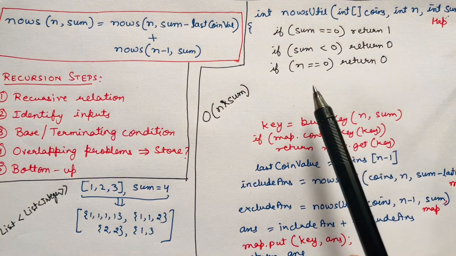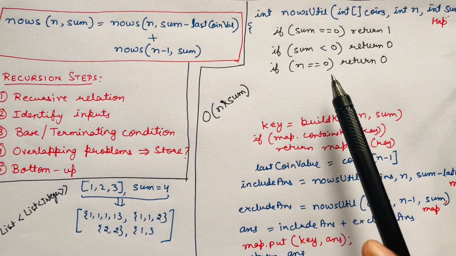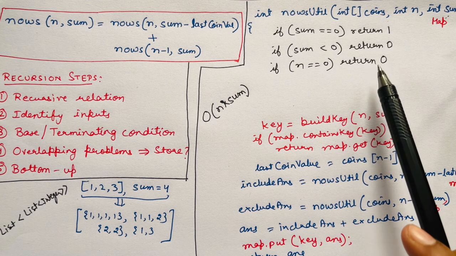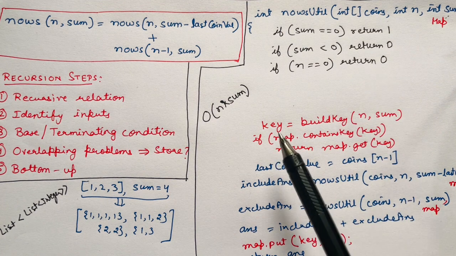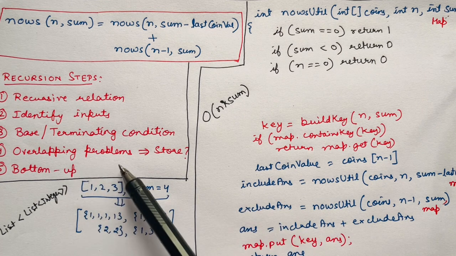If sum was negative, then it is not possible to form this sum. So we return 0. And if n reaches 0, that means there are no coins to pick from. Therefore, there is no way of making sum. So we again return 0. Then this solution was complete, but its time complexity was very high because of overlapping problems.